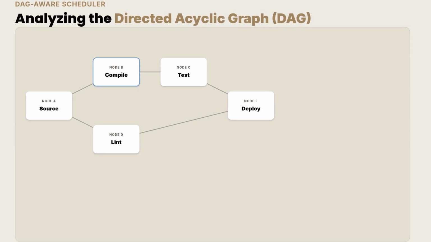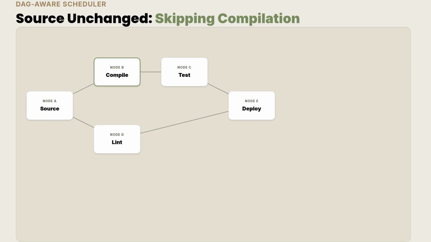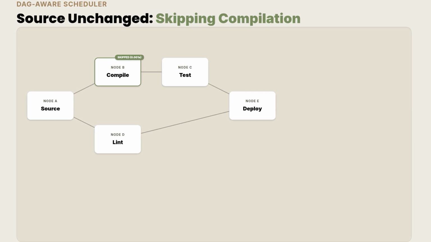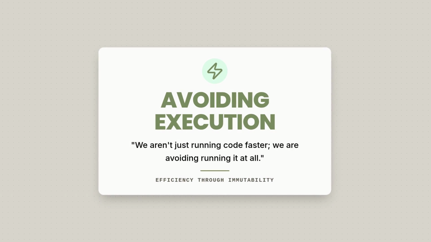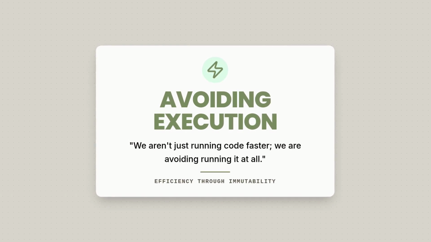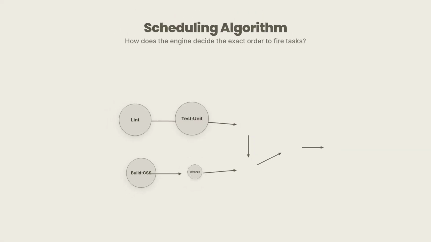This is how some steps in your pipeline complete in milliseconds. The scheduler looks at the DAG, realizes the source code for the compile step hasn't changed, skips the execution entirely, and immediately hands the cached artifact to the next step. We aren't just running code faster, we are avoiding running it at all.